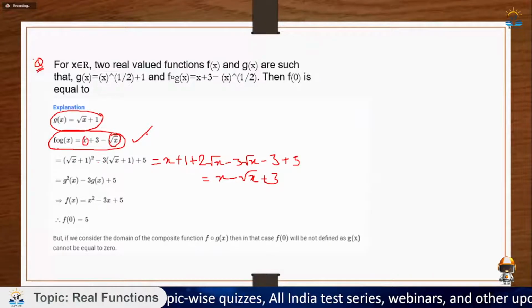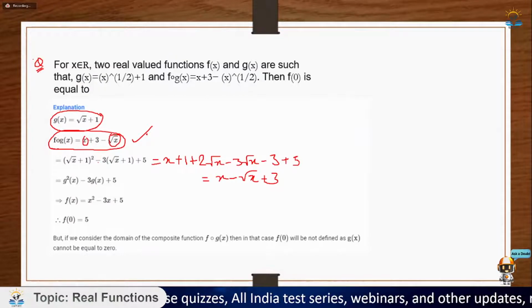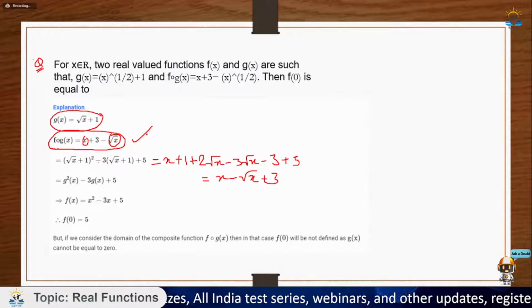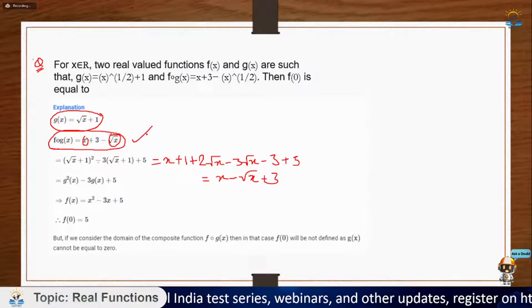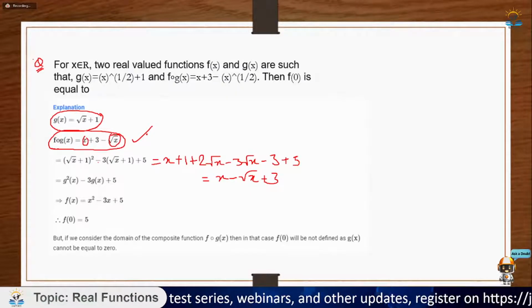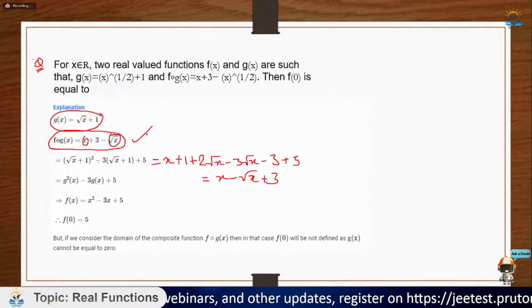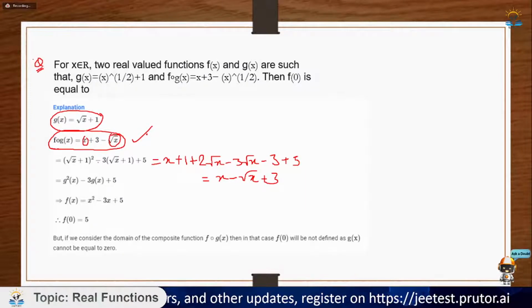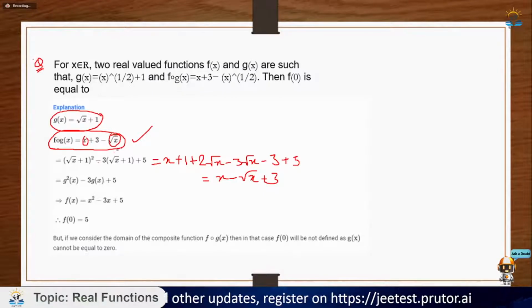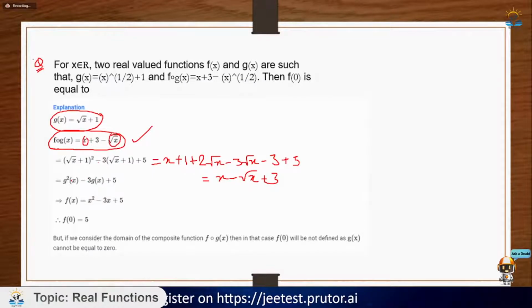So what you have basically done here, you have written f of g(x) in the form of g(x). That's why you can write the function f(x) from this thing. So always try to write f of g(x) in the form of g(x), so that you can replace g(x) with x and get the value of f(x). So here f of g(x) was given, then we tried to write f of g(x) in the form of g(x), and then we substituted g(x) with x, and you got the value of f(x).